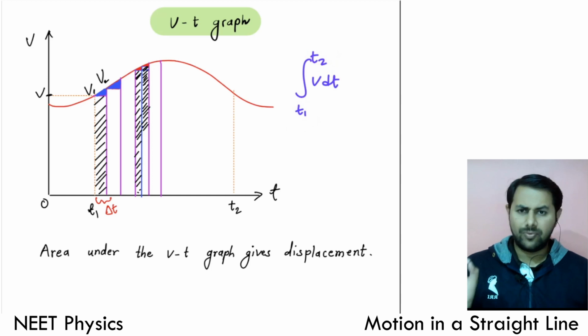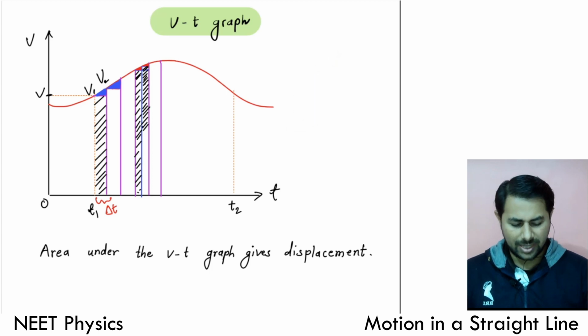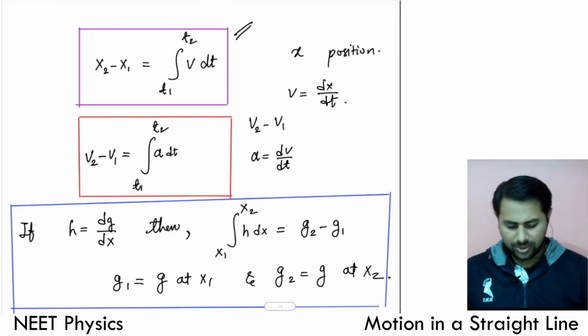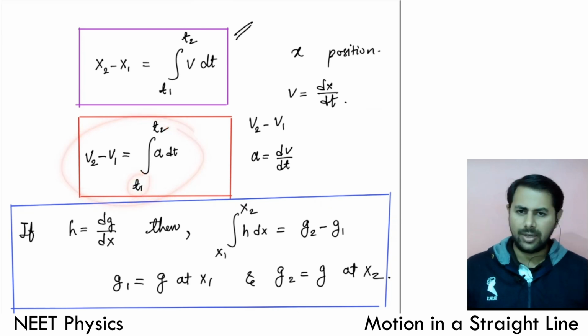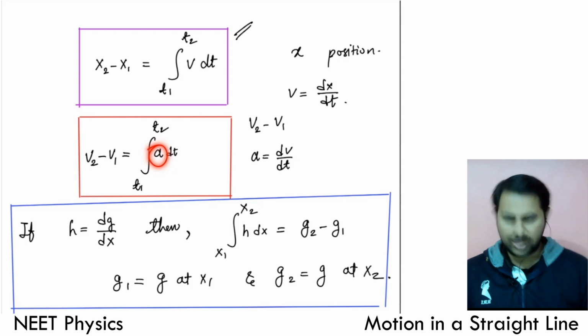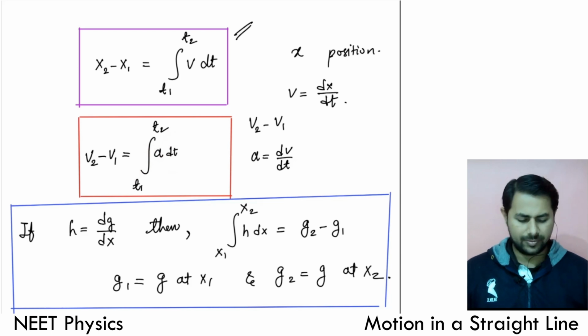Similarly, change in velocity is the area under the acceleration time curve. That means change in velocity is the integral from t1 to t2 of a dt, the integral of acceleration from t1 to t2, and dt is there just to show that time is the variable. Okay, this thing is clear, everyone?